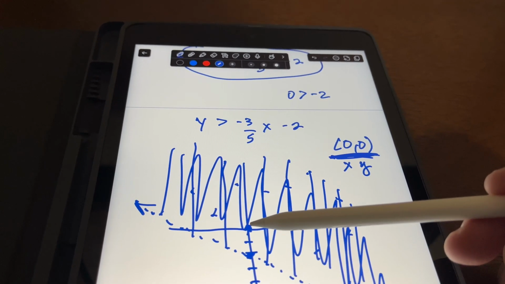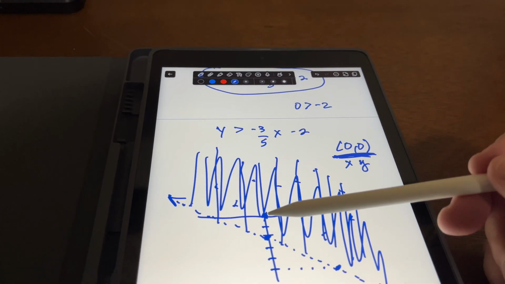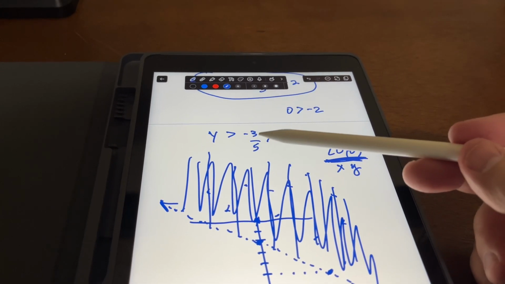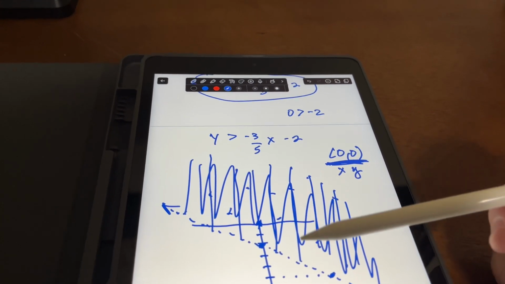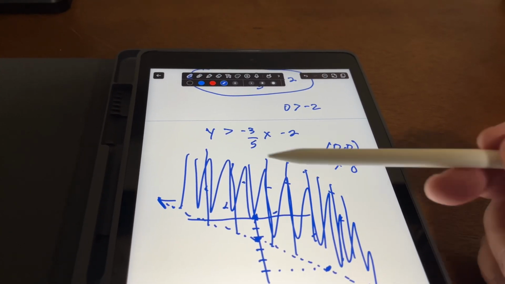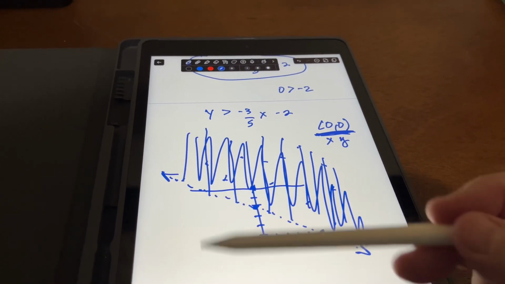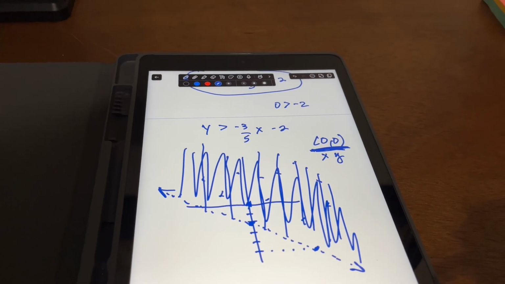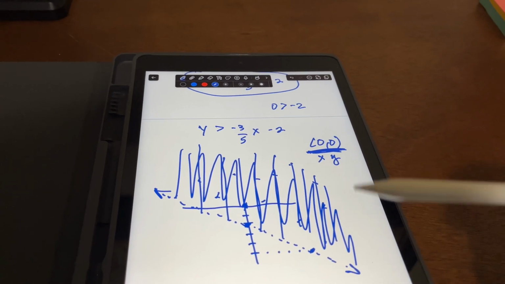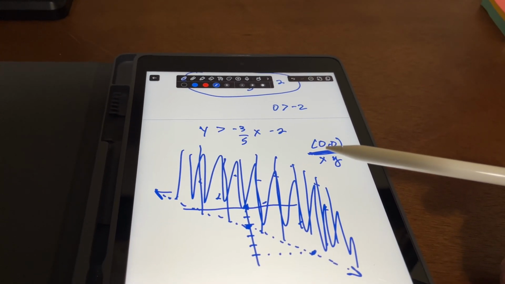So that's what we mean by saying any point in the shaded region would be a true statement and therefore is a solution. So notice there's a bunch of answers to this that work, and then there's a bunch of answers down here that would not work. So this is by doing a test point.